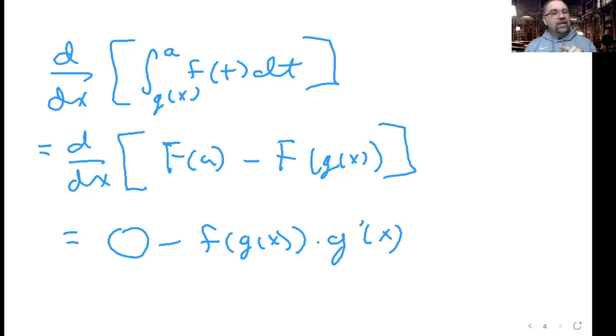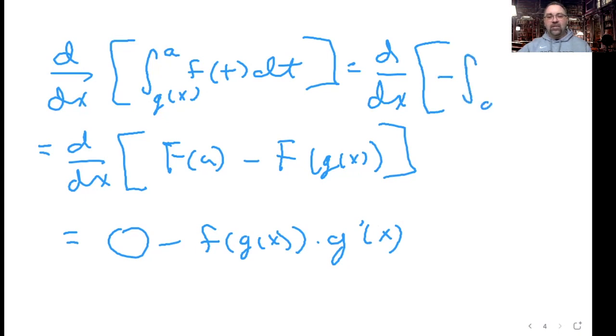Now, there is that nice little rule where you could have said, oh, you know what I'm going to do? I'm going to make it negative so that I'm going from a to g of x of f of t dt. Well, okay, same thing, right? Because now you get the negative of capital F of g. You get it.